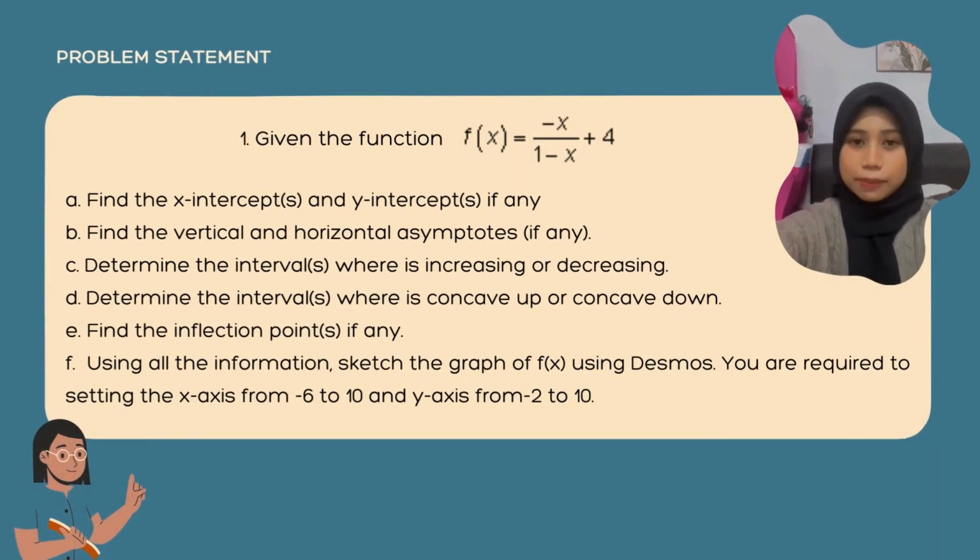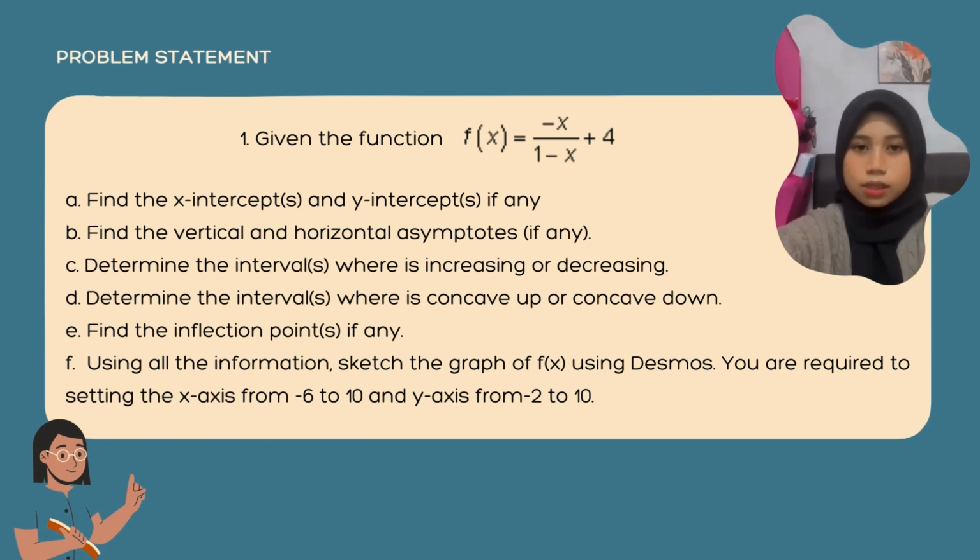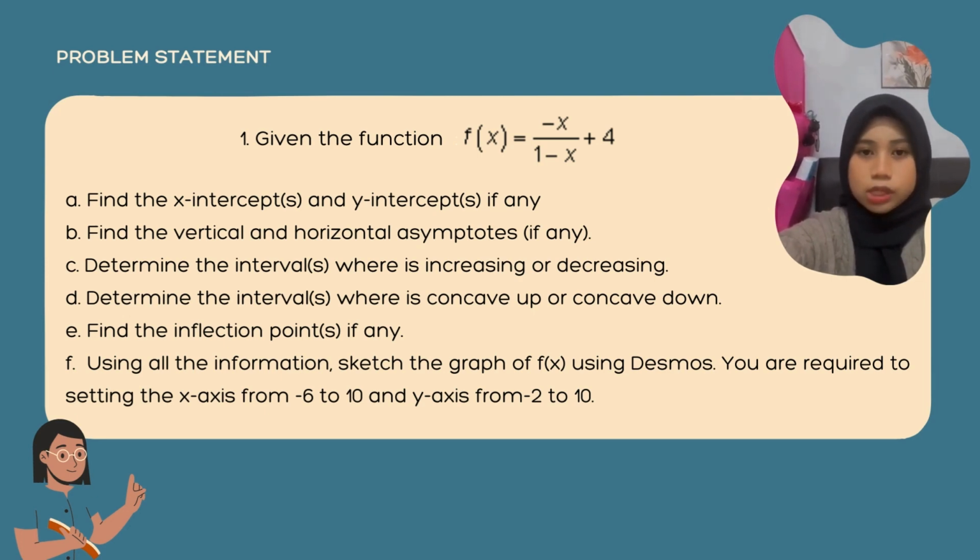The first problem statement is, given the function f(x) equal to negative x over 1 minus x plus 4. A. Find the x-intercept and y-intercept if any. B. Find the vertical and horizontal asymptotes. C. Determine the intervals whether it's increasing or decreasing. D. Determine the intervals whether it's concave up or concave down. E. Find the inflection points if any.